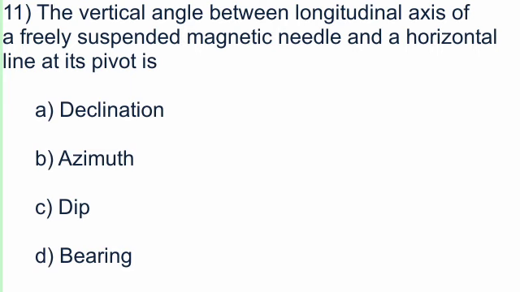11th question. The vertical angle between longitudinal axis of a freely suspended magnetic needle and a horizontal line at its pivot is known as option A declination, option B azimuth, option C dip, and option D bearing. And the answer is option C dip. The vertical angle between longitudinal axis of a freely suspended magnetic needle and a horizontal line at its pivot is known as dip.